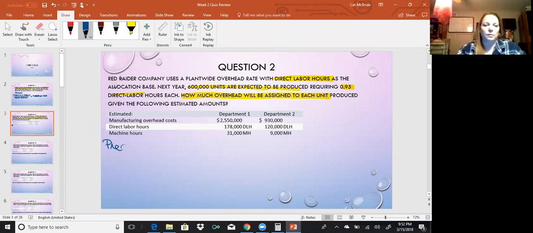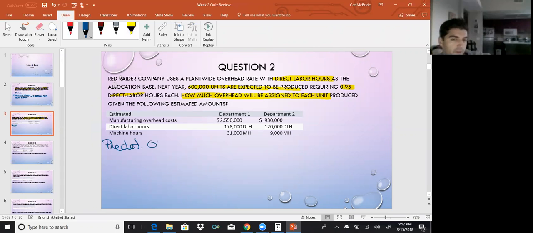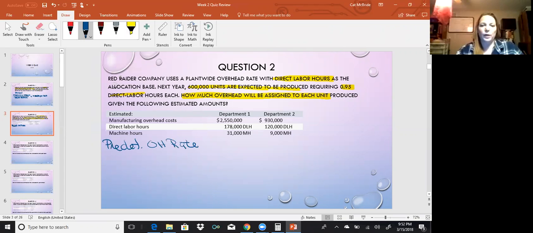Right? So factory overhead divided by direct labor. The overhead divided by the labor. So we're going to take Department 1, the 2 different overheads.